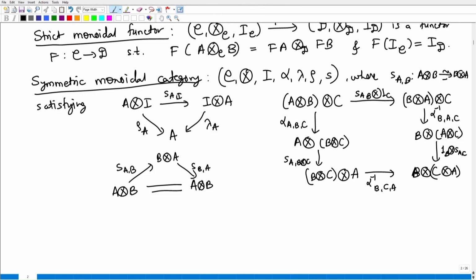So these three additional diagrams have to be added to our generating set of coherence diagrams, and then everything will make sense. So this is a symmetric monoidal category.